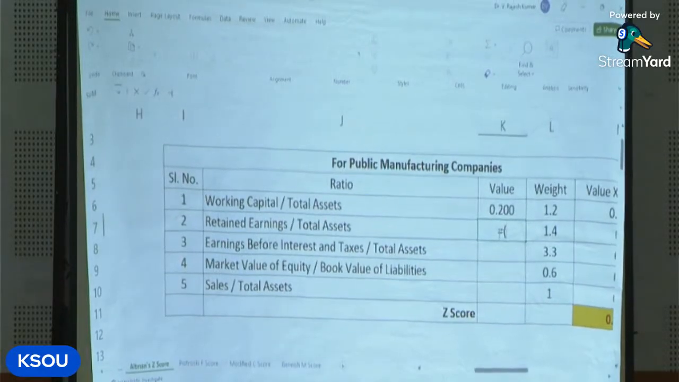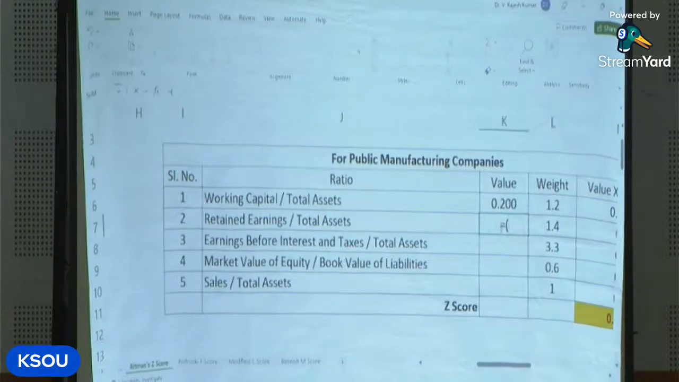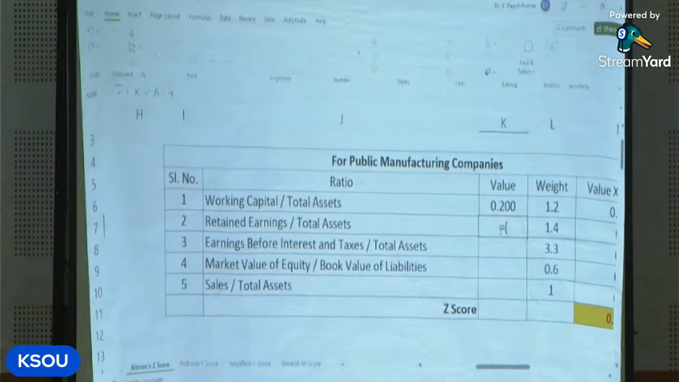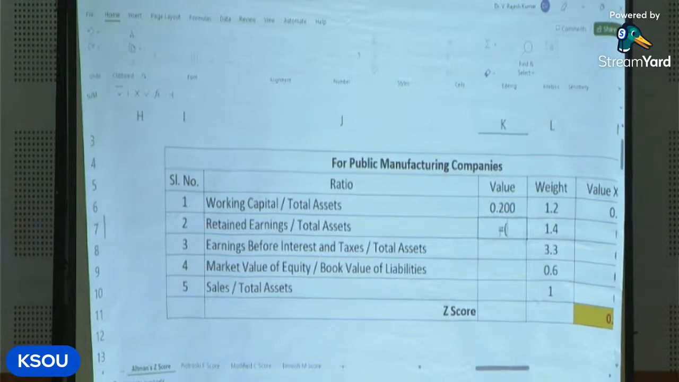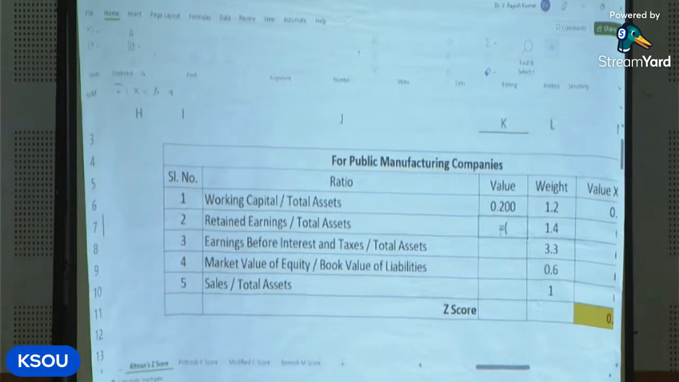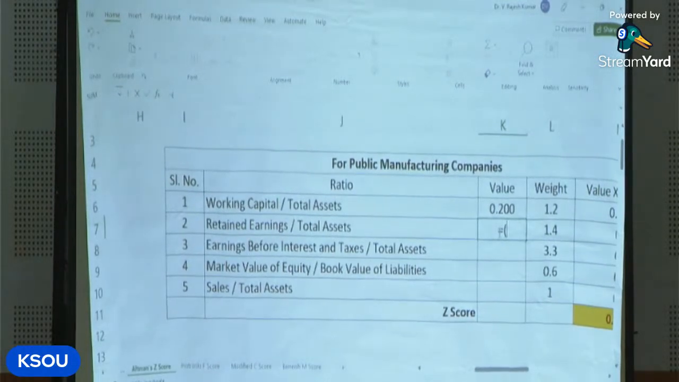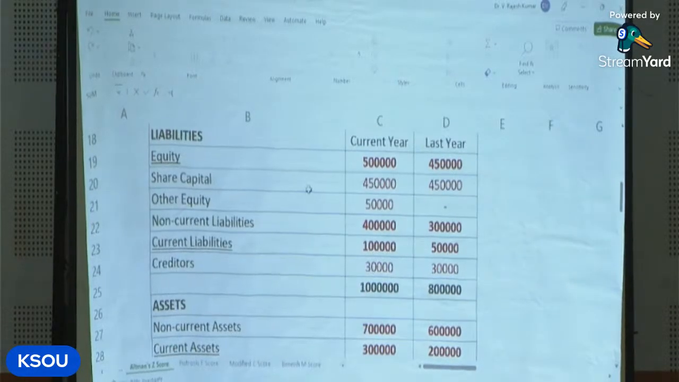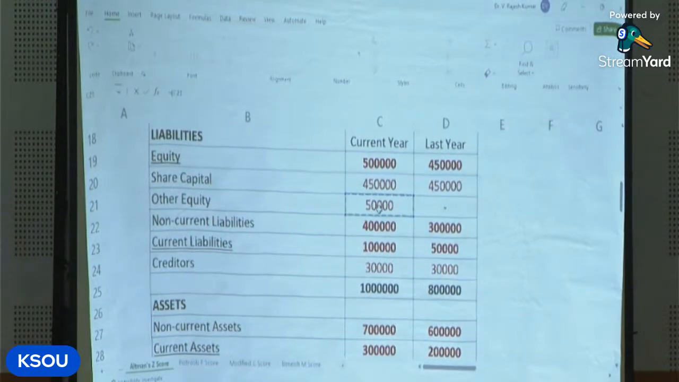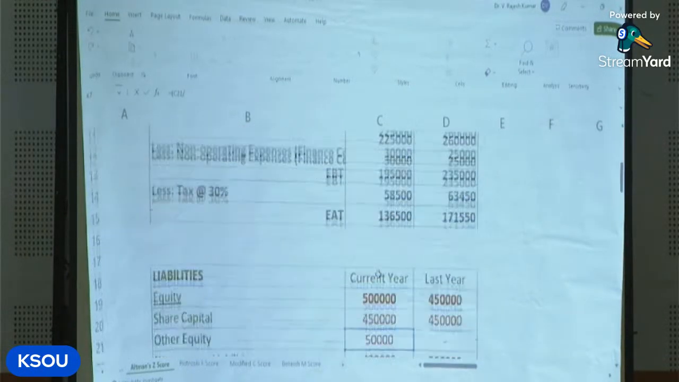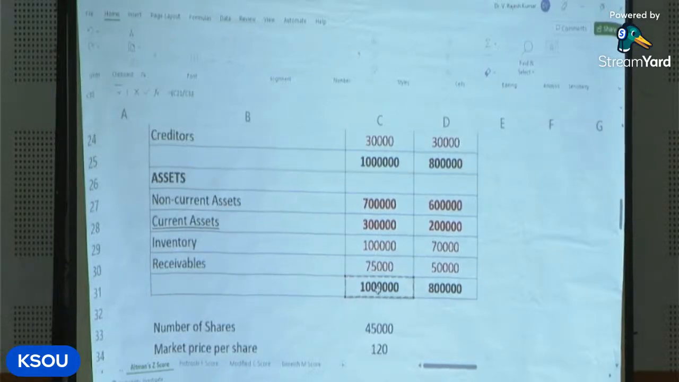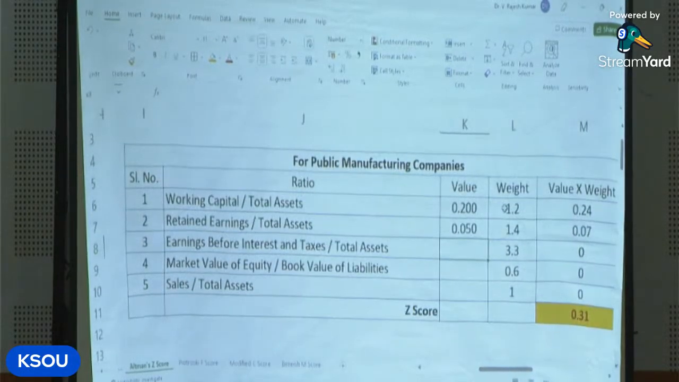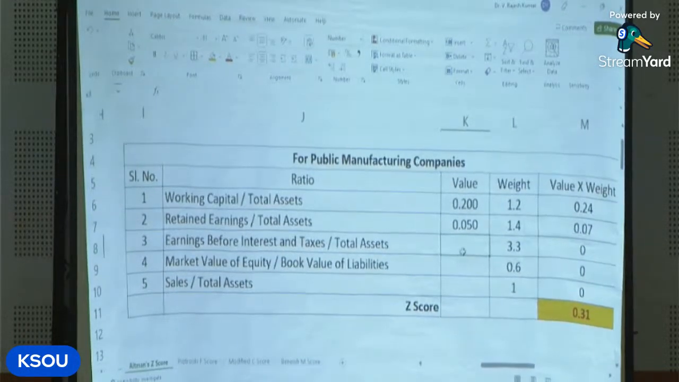Retained earnings by total assets. What are retained earnings, sir? How much of retained earnings is used for funding total assets? More of this indicates less leverage. More of our own funds means leverage or risk is less. So this is called a measure of leverage. Now, where do you get retained earnings? Retained earnings is nothing but other equity, divided by total assets. So we get a number. This number into weight will give us this number.